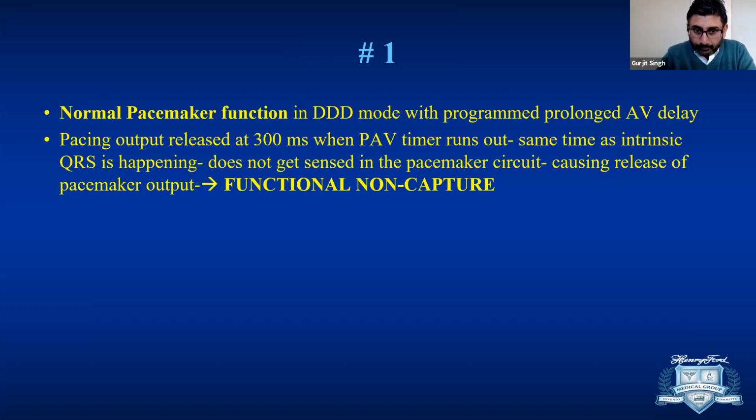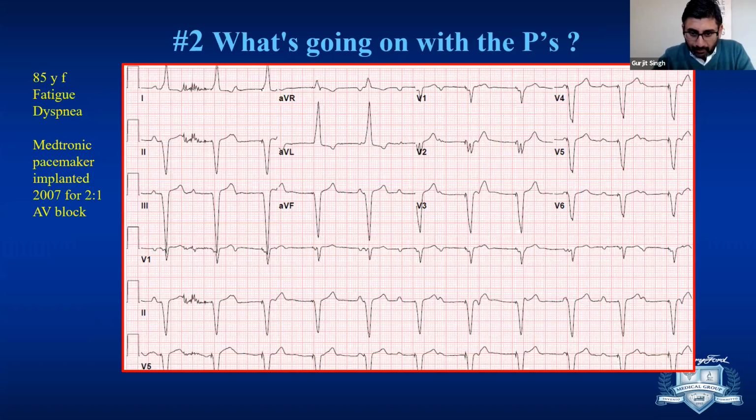Okay. Next question, what's going on with the P's here? So you can all see there is a paced QRS complexes, and then there are P waves, which are all over the place. They are not correlating with the QRS. So what can you tell me, or what kind of pacemaker programming mode is this one?